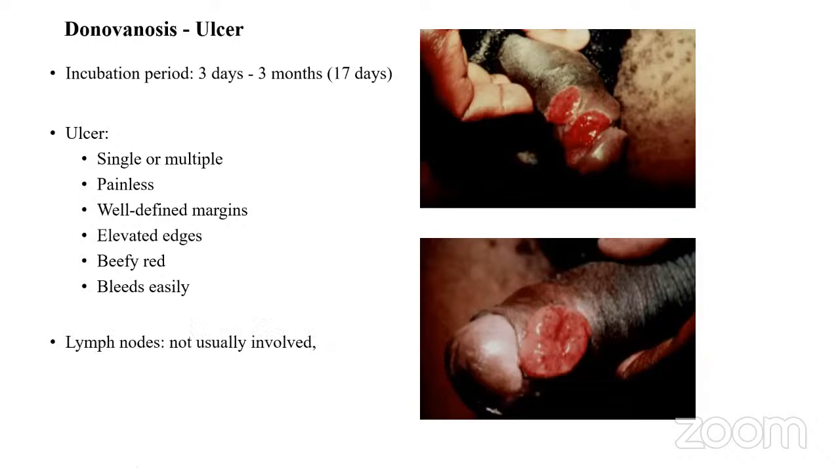And in donovanosis, lymph nodes are not usually involved. Okay. And sometimes there could be involvement of a subcutaneous nodule, which can appear as a lymph node, and this is called pseudobubo. So moving on to the lab diagnosis.